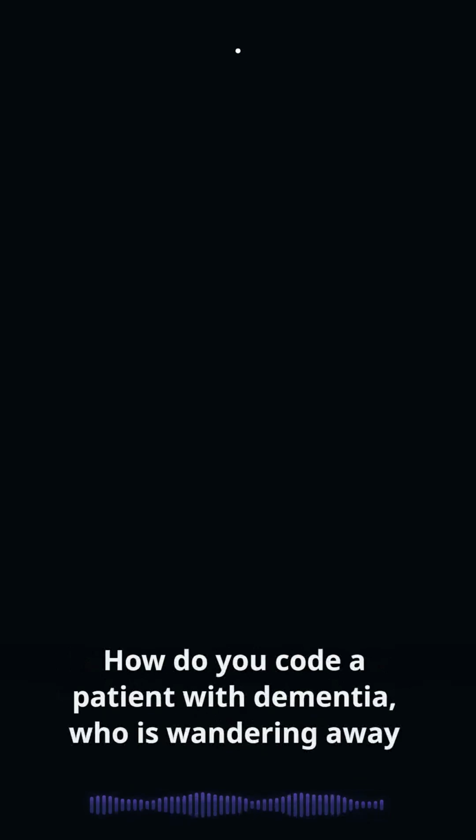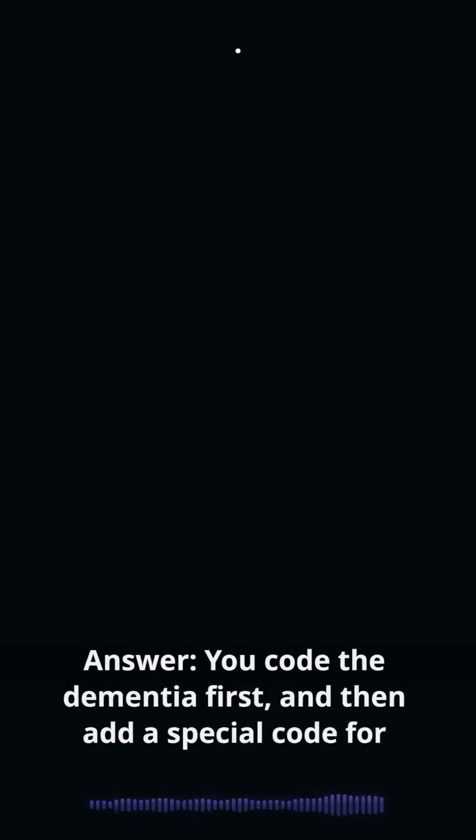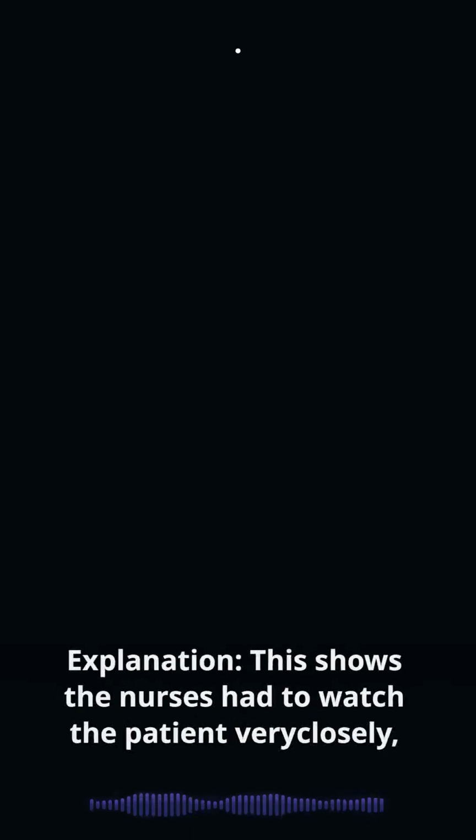110. How do you code a patient with dementia who is wandering away from their hospital room? You code the dementia first, and then add a special code for the wandering behavior. This shows the nurses had to watch the patient very closely, which costs the hospital more money.